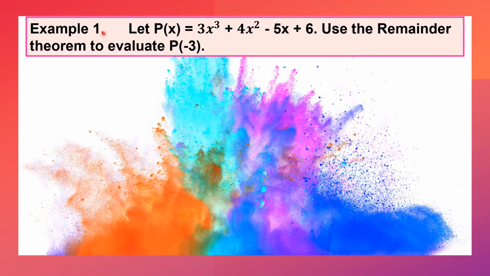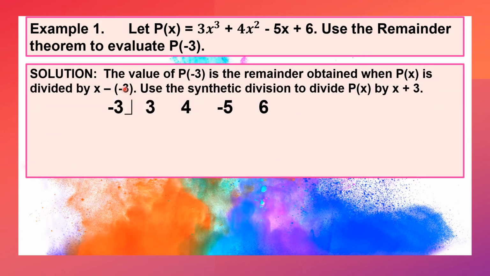Example number 1. Let p of x equals 3x cubed plus 4x squared minus 5x plus 6. Use the remainder theorem to evaluate p of negative 3. So for the solution, the value of p of negative 3 is the remainder obtained when p of x is divided by x minus negative 3. So where did we get negative 3 here from? The p of negative 3.